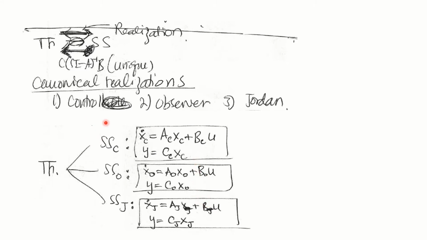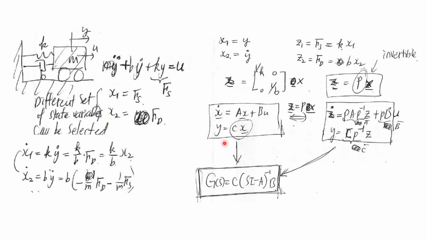But before looking at the realizations, we first look at the relationship between the state models. Because they are all just different representations of the same system. And so here is xc, xo, xj, and even transfer functions must have certain relationships between each other. Okay. So here is one simple example.